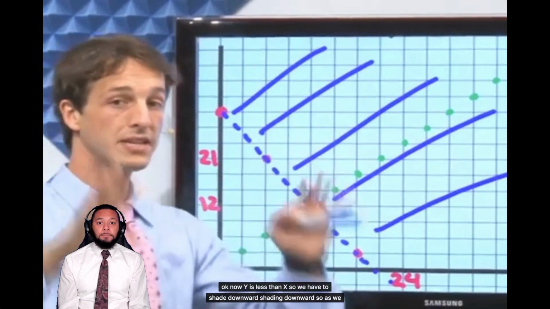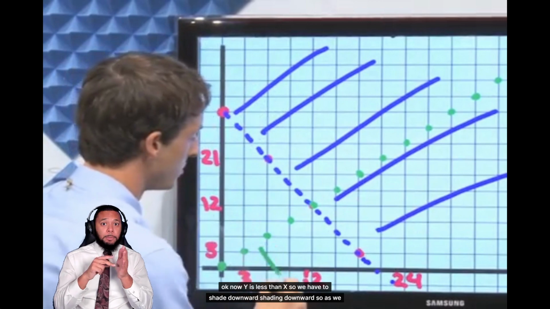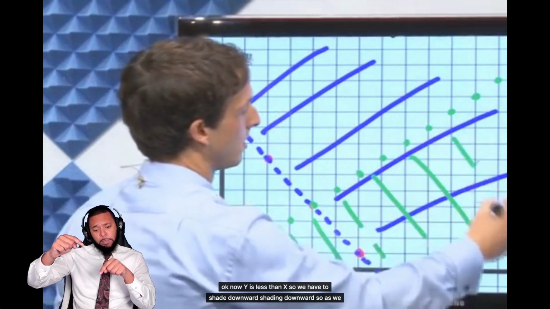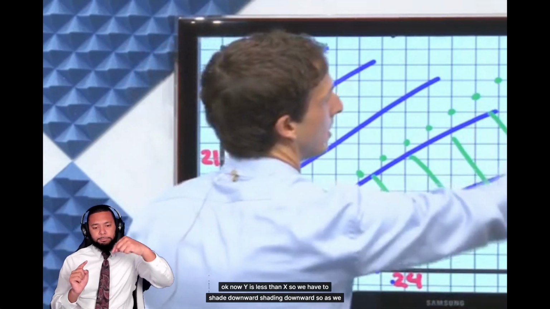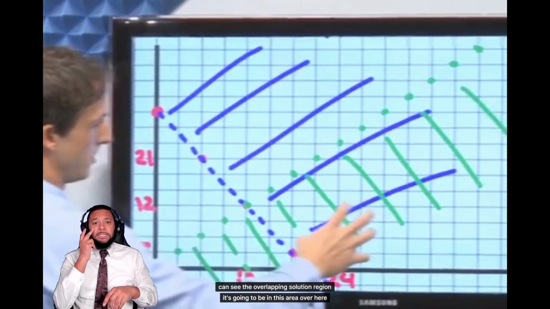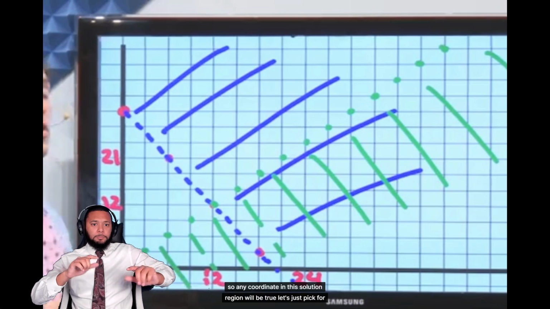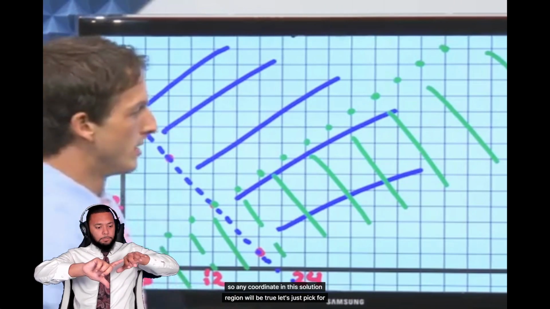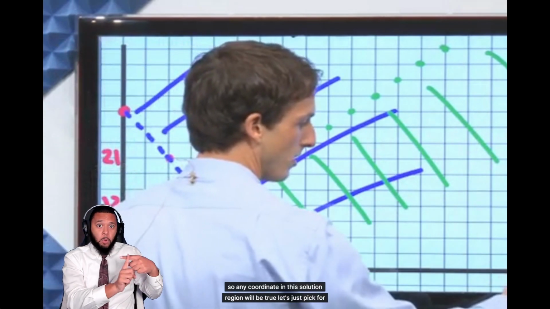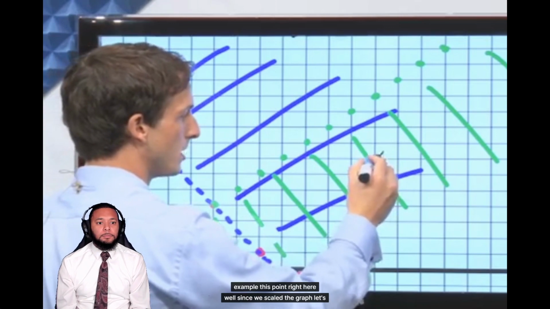Now y is less than x, so we have to shade downward. So as we can see, the overlapping solution region is going to be in this area over here. So any coordinate in this solution region will be true. Let's just pick, for example, this point right here.